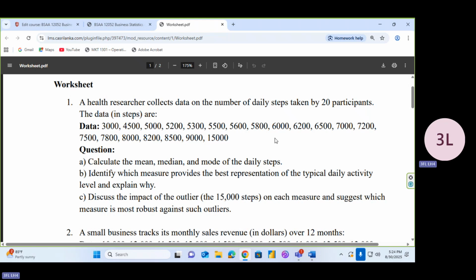Okay. Then another question I'm asking. This is the data set. Then instead of 15,000, here we write down 10,000. Then tell me which measurement is changed. Mean and the median both are changed or what? The mean is changed, because here instead of 15,000 we write 10,000.